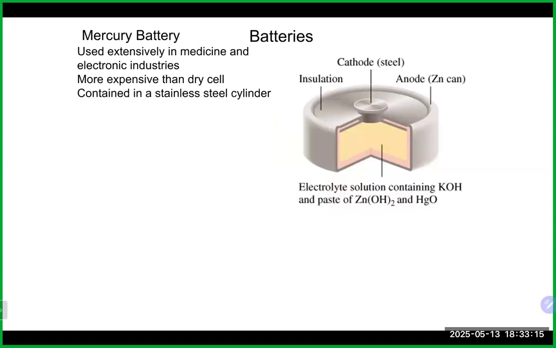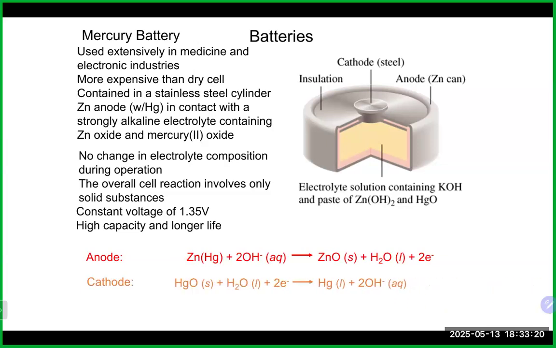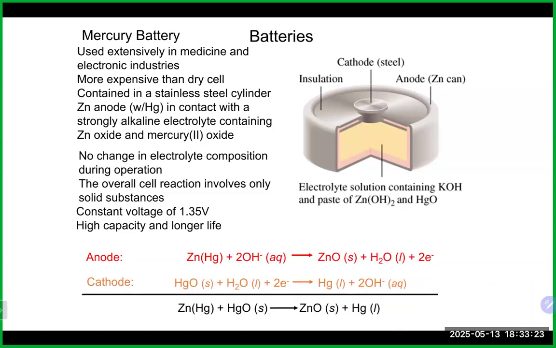Another type of battery is a mercury battery. It's a little bit more expensive than a traditional battery, and it's used a lot of times in medicine. This also has a zinc anode, and it is in contact with mercury as well. It has a really strong alkaline electrolyte solution. Alkaline means basic, right? So, like potassium hydroxide, right? That's pretty basic. And again, that's sort of acting as your salt bridge, to keep everything flowing in the right direction.